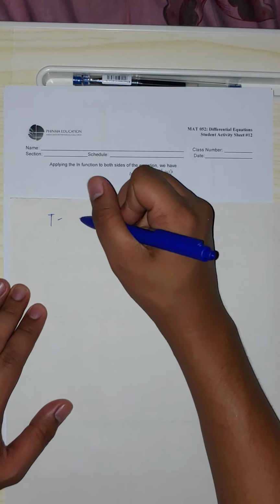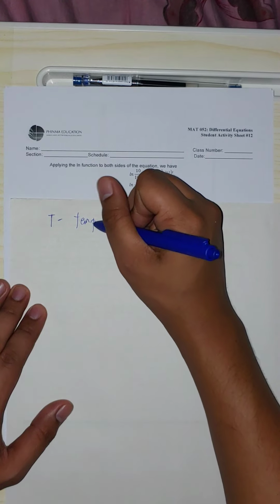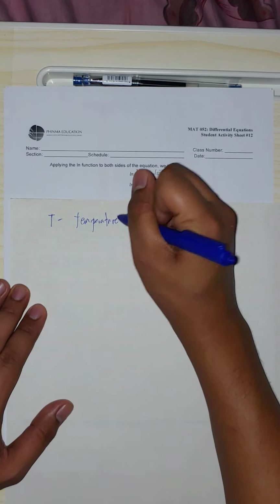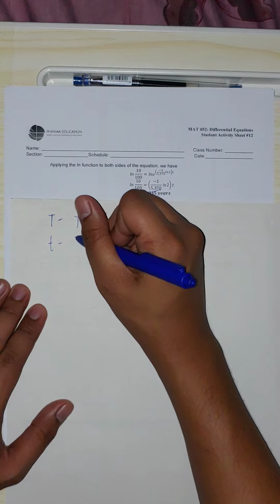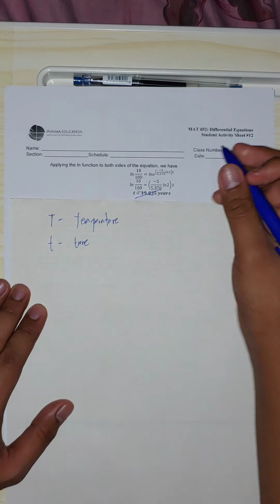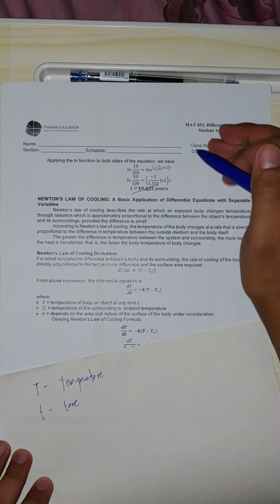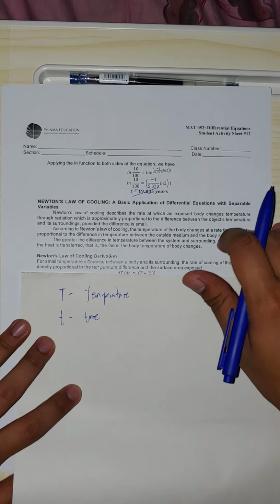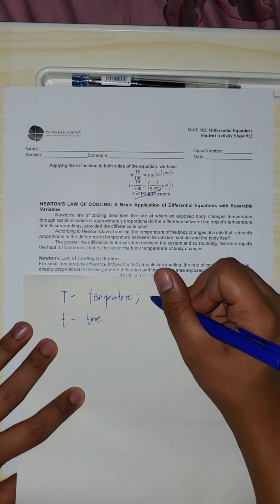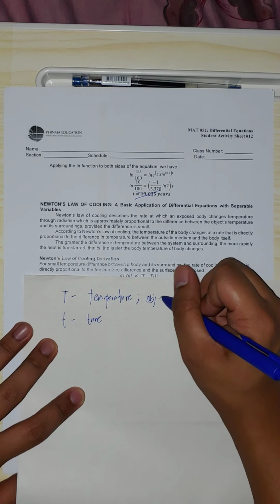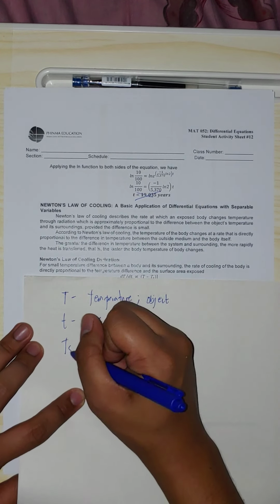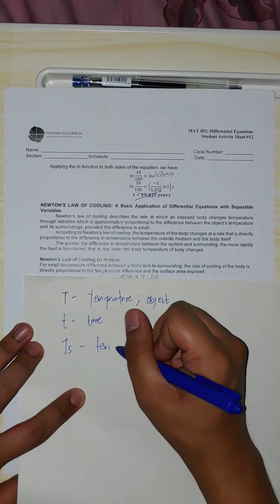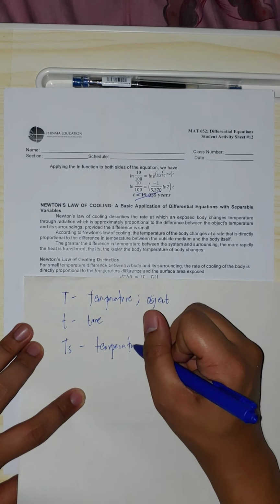The capital T is the temperature. The small letter t is the time. And then we have T minus Ts here. The T is the temperature of the object, and the T sub S is the temperature of the surrounding.